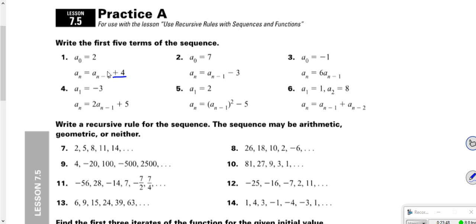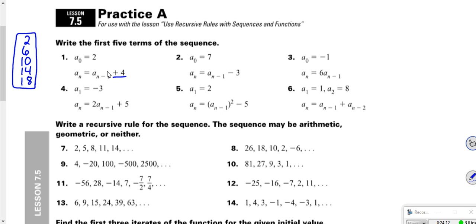So the first term is 2. Add 4, you get 6. Add 4, you get 10. Add 4, you get 14. Add 4, you get 18. That's all there is to it. Those are the first 5 terms of the sequence on number 1. They give you the starting point already.